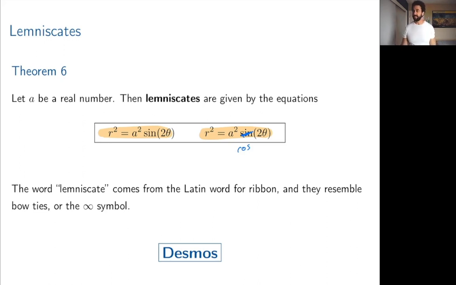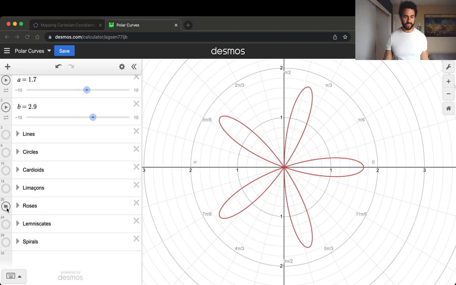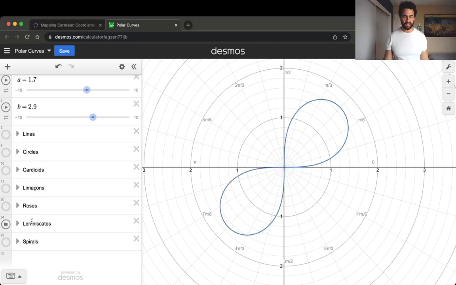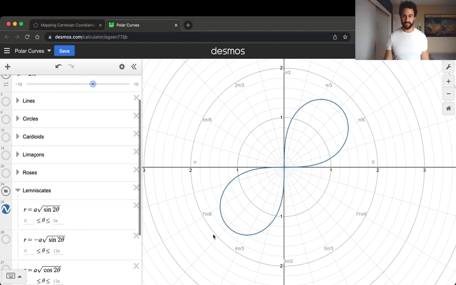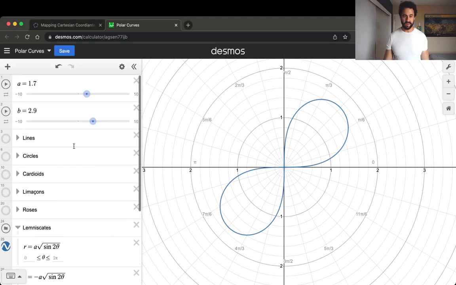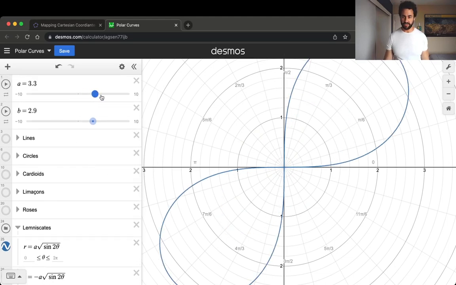Let's take a look. All right, those are roses. Let's see lemniscates. There we go. That's what it looks like. And if I change A, you can see that it gets larger or smaller.